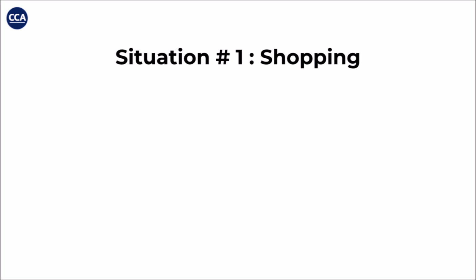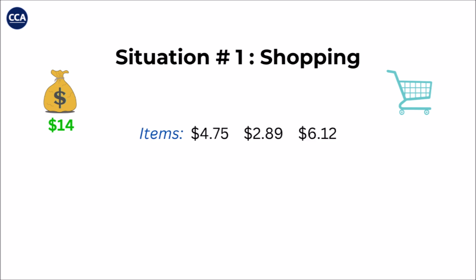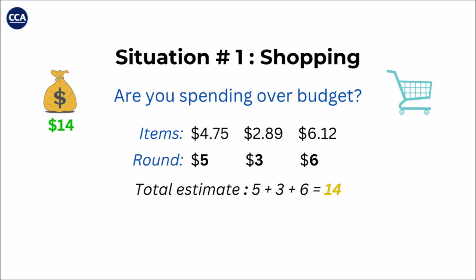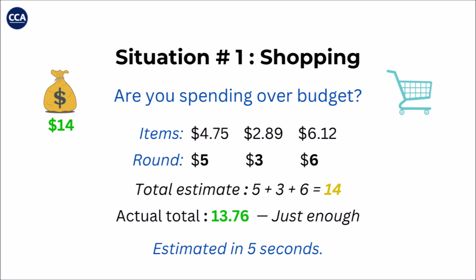Let's bring this into real life. Situation 1, shopping. Let's suppose you have $14 and you need to buy 3 items, which cost $4.75, $2.89, and $6.12. Now, the question is, do you have enough money to buy all 3 items? Let's round the price of each item first to $5, $3, and $6. Total estimate is $14. Actual total is $13.76. You have enough, but only just. Estimation told you in 5 seconds.